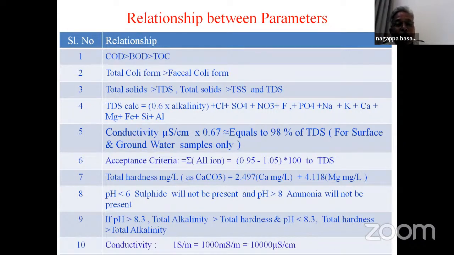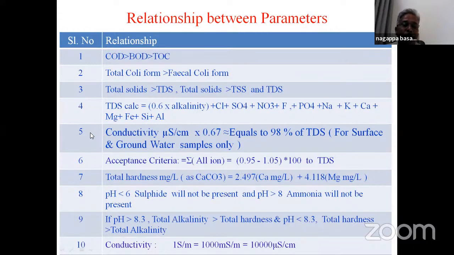Total solids is always greater than TDS, total dissolved solids. Total solids is greater than TSS, total suspended solids, and TDS. Total suspended solids and total dissolved solids, add them, and we get total solids. Theoretically also we can calculate the total dissolved solids: 0.6 times alkalinity, plus add all the ions, chloride, sulfate, nitrate, fluoride, phosphate, sodium, potassium, calcium. The summation of all the ions should be less than the TDS value. This is one of the criteria we follow to verify the reports.